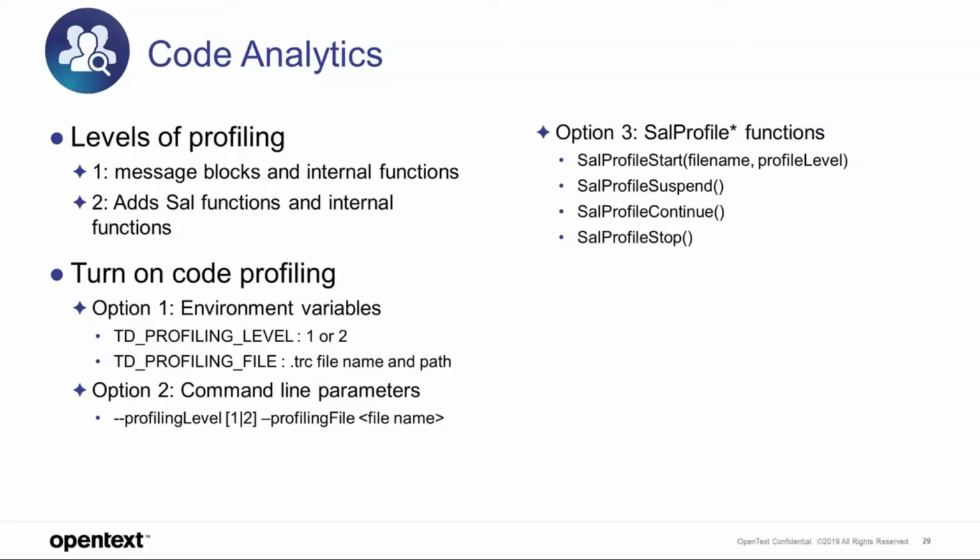There are several options for how you can turn on code profiling. You can do that either through environment variables. You can do it through command line parameters, and each of them allows you to provide the profiling level and the profiling file name. Or you can enable everything through new SAL profile functions. So SAL profile start, SAL profile suspend, and so on, allow you to create profiling of your application code.